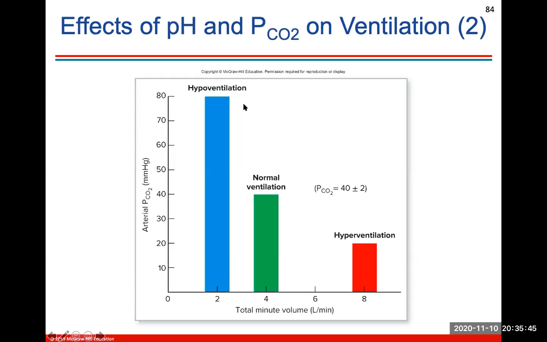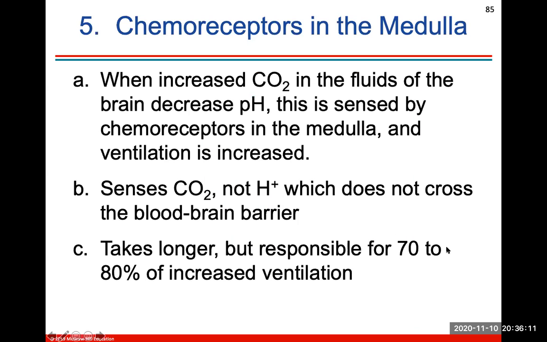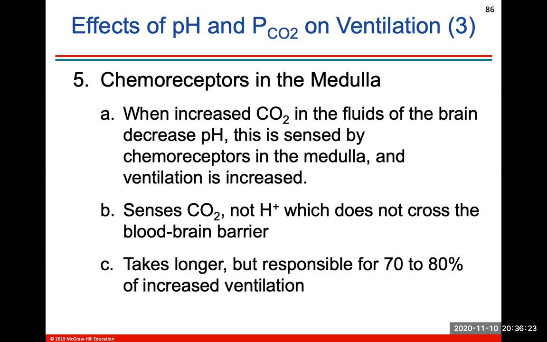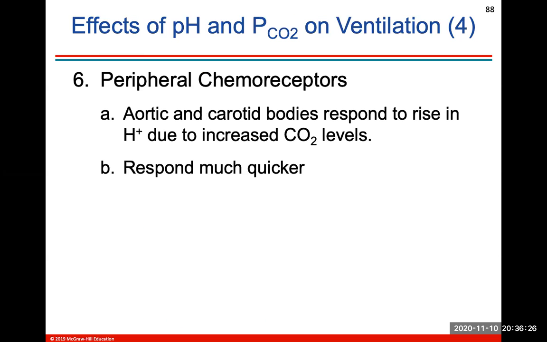Here's a look at the effects of pH and the partial pressures of carbon dioxide on ventilation. This is normal ventilation. This doesn't show pH, so I'm going to skip over this one for now, but it shows total minute volume. In hypoventilation, you're not breathing as much. In normal ventilation, it's normal, and in hyperventilation, you're breathing a lot more. When increased carbon dioxide in the fluids of the brain decreases the pH, this will be sensed by the medulla, and ventilation will be increased to counteract that process. Other than that, I'm going to skip over some of the chemoreceptors in the medulla.